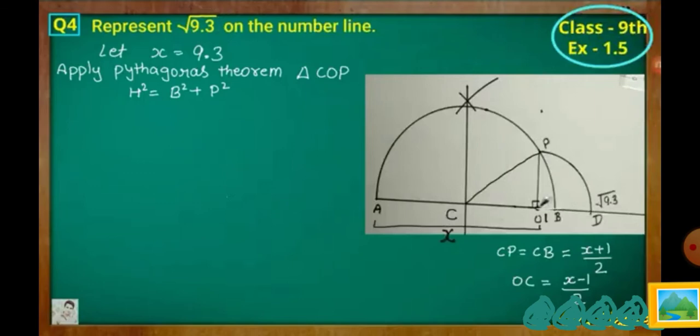Now let us consider X as 9.3. Now let us consider X is equal to 9.3. Apply the Pythagoras theorem of the triangle COP. Observe children, triangle COP is a right angle triangle. Now consider AO as X.